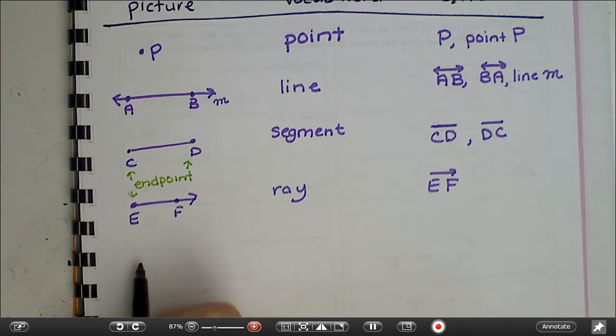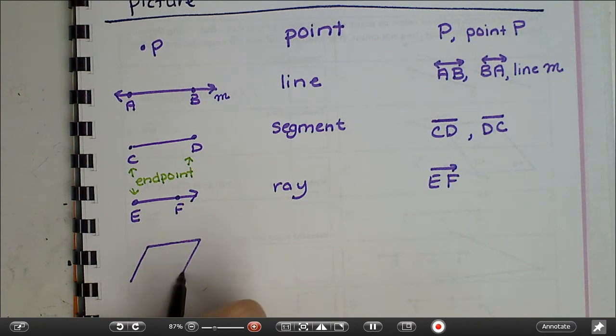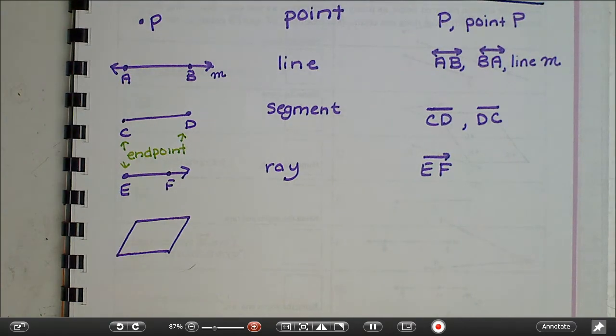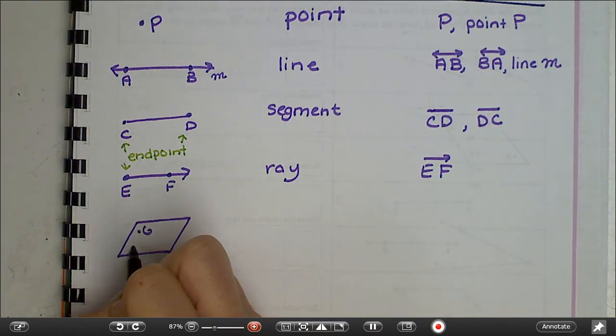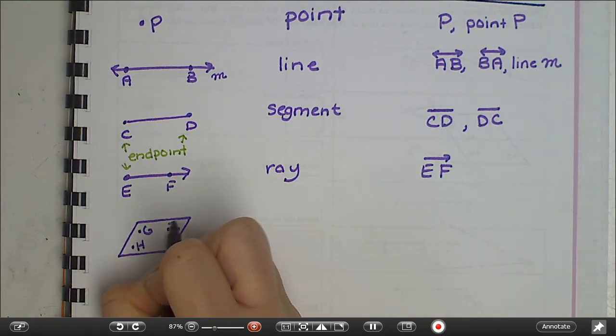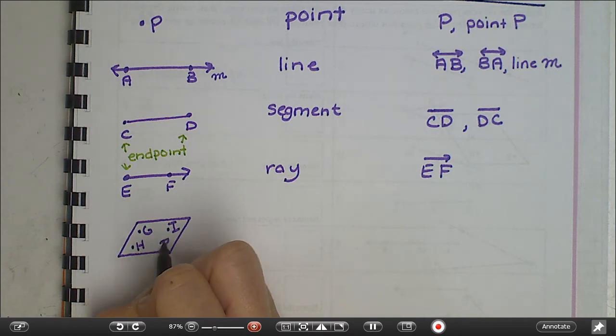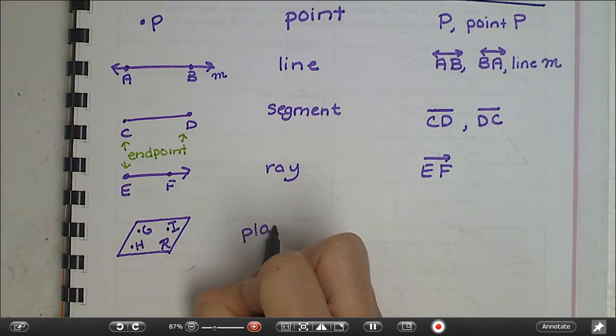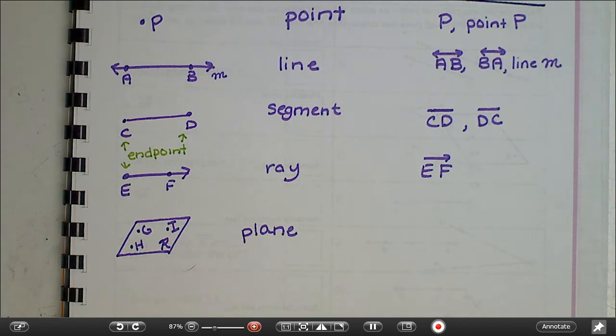All right, another piece is a plane. We usually represent a plane by a parallelogram shape, and I'll put some points in there. And also this fancy cursive R. Okay, this is a plane. It's kind of like a tabletop of points or a wall of points, all stuck together, and it goes on forever in all the directions.